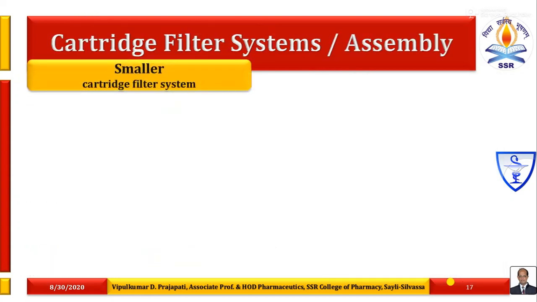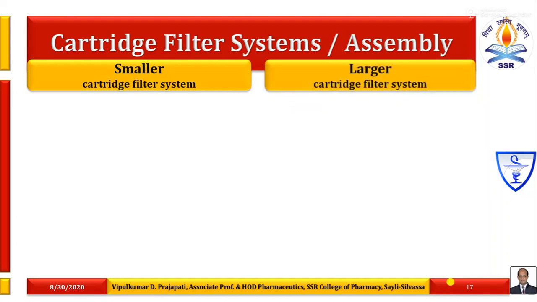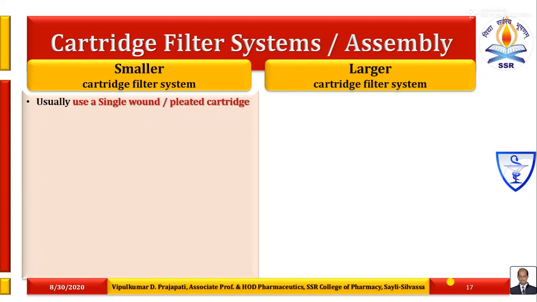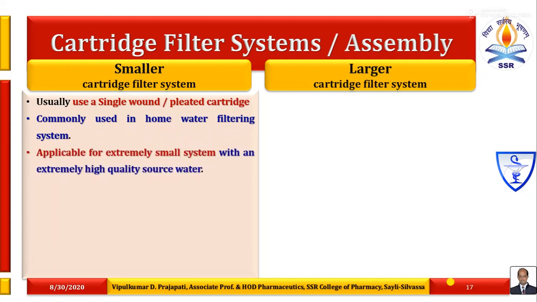Now, cartridge filter systems or assemblies. What are the cartridge filter systems or assemblies? There are two types: smaller cartridge filter systems and larger cartridge filter systems. Smaller cartridge filter systems usually use a single wound or pleated cartridge, commonly used in home water filtering systems, applicable for extremely small systems with extremely high quality source water.